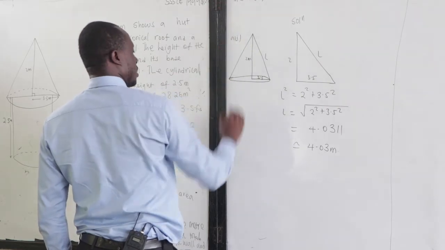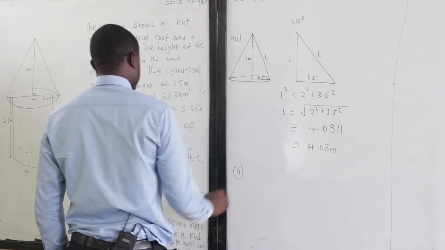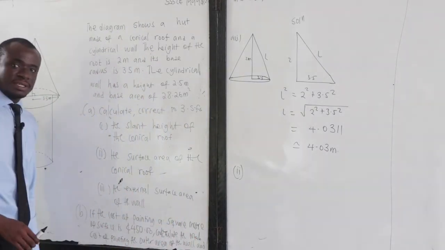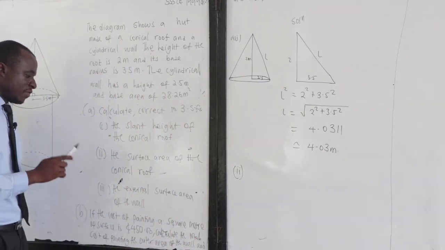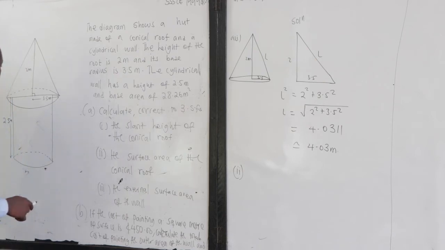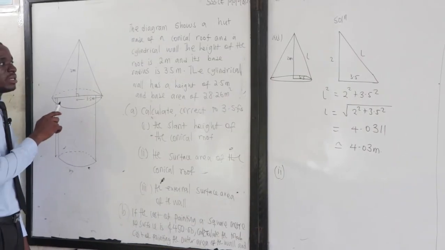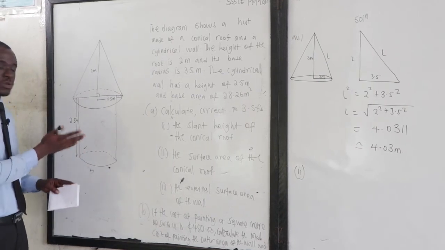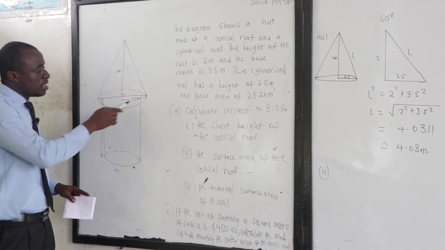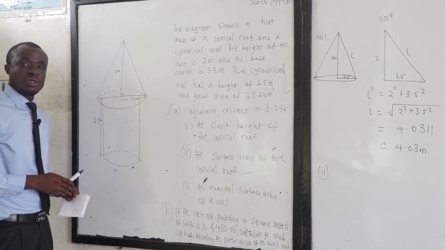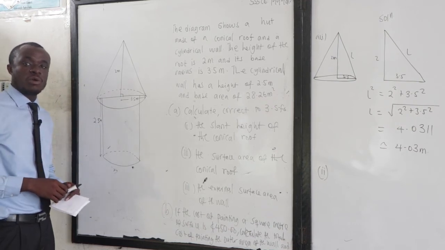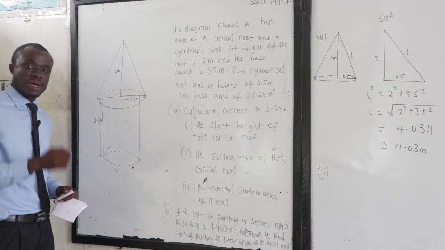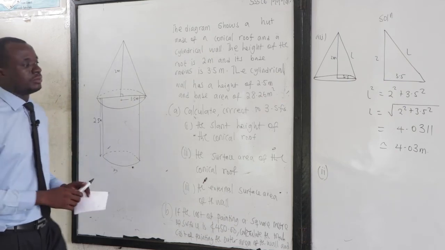That's A. Now, B says the surface area of the conical roof. When you look at the conical roof, because the cylinder is joined to it, there's a roof to it, clearly this is going to be what? A hollow cone. And the surface area of the hollow cone is the same as what? The curved surface area, which is pi r L.